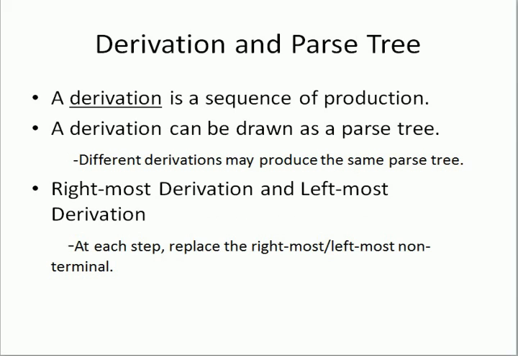Derivation and parse tree. A derivation is a sequence of productions. A derivation can be drawn as a parse tree, so different derivations may produce the same parse tree. And there are rightmost derivation and leftmost derivation. That means at each step, replace the rightmost or leftmost non-terminal with terminals.